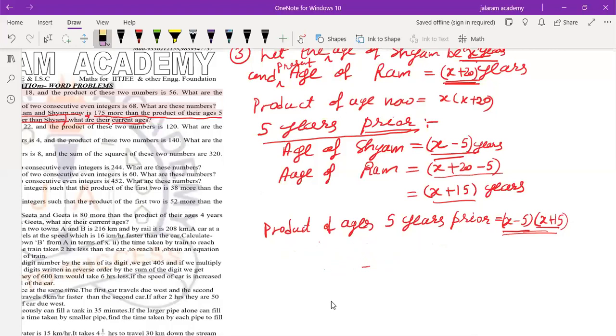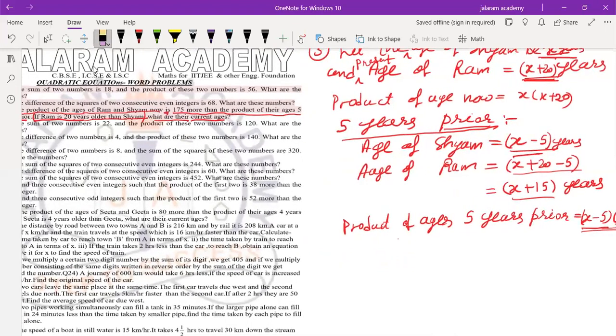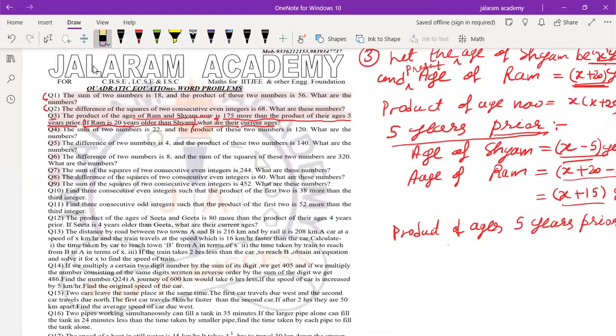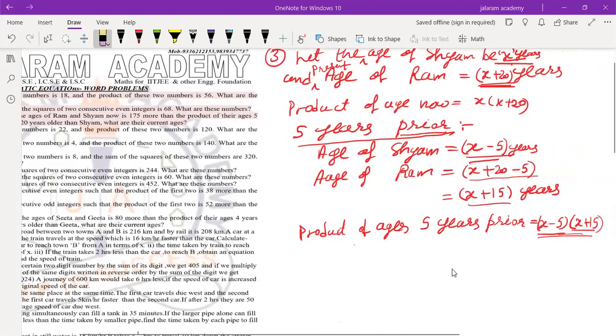We have to read the statement from the question. What is the statement written in the question? It is written that the product of ages of Ram and Syam now is 175 more than the product of their ages 5 years prior. This we have to change into an equation. So how to convert it to an equation? This is the main purpose of solving this question.